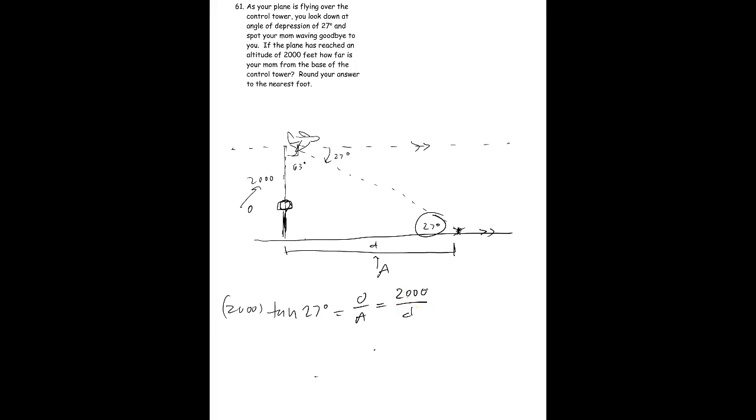So to solve this then, I'm going to multiply both sides by D to get D times tangent of 27 degrees equals 2,000. D is going to be 2,000 divided by tangent of 27 degrees, and when you put that into your calculator, you will get 3,925 feet. So that's how far Mom is from the control tower.